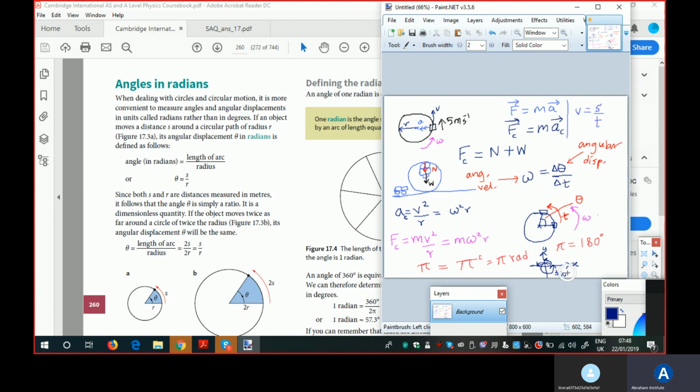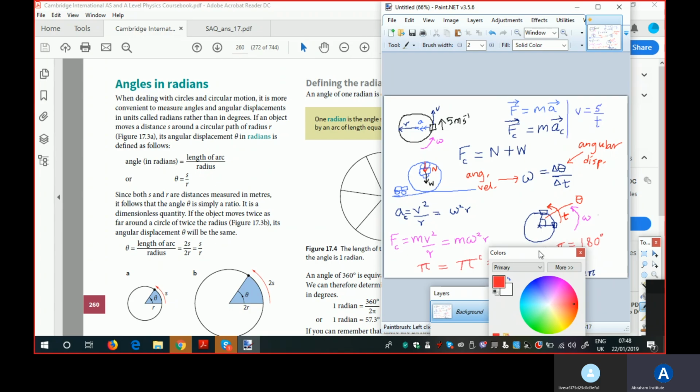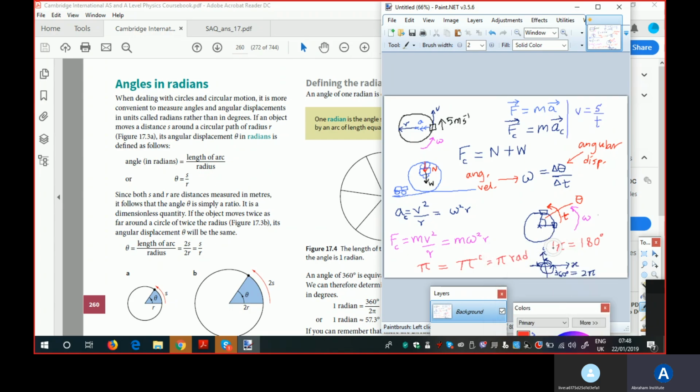360 degrees, which is 2 pi radians. Okay, so you see from here to here, that is 90 degrees. 90 degrees is pi divided by 2 radians. So in order to do the conversion, if you remember this, that is sufficient. Then you can convert from degrees to radians and radians to degrees.